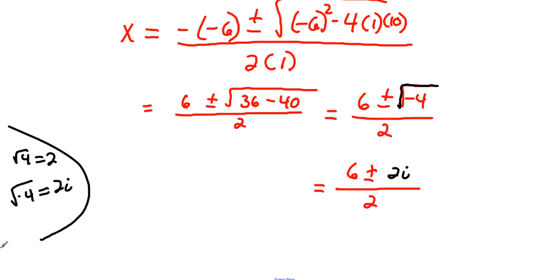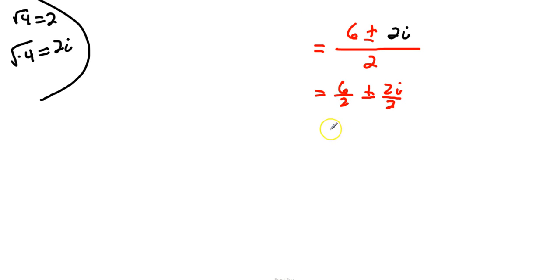Now, here's the kind of preview here. If you broke this thing up, couldn't you do 6 divided by 2, right? 6 divided by 2, and we're going to break this up basically in 2 parts. Because 6 divided by 2 is 3. 2 divided by 2 is just 1, so that's 3 plus or minus 1i, or just 3 plus or minus i.